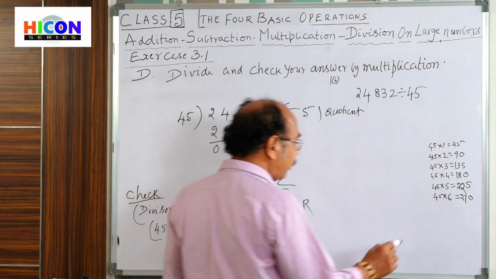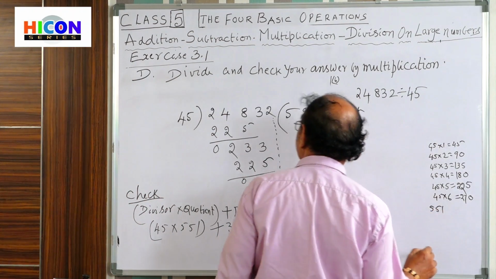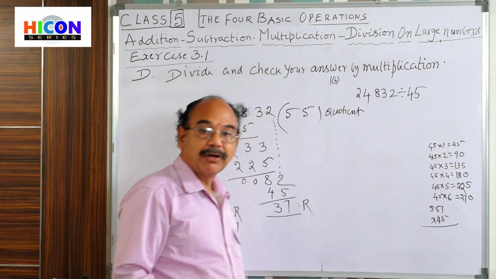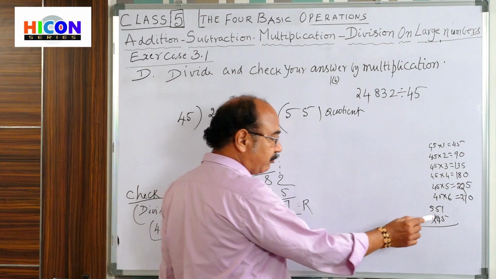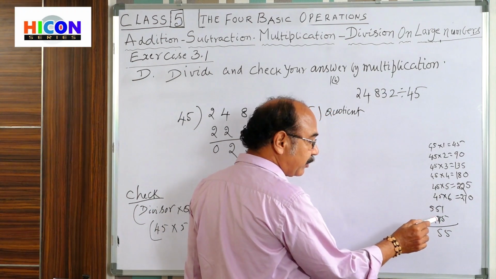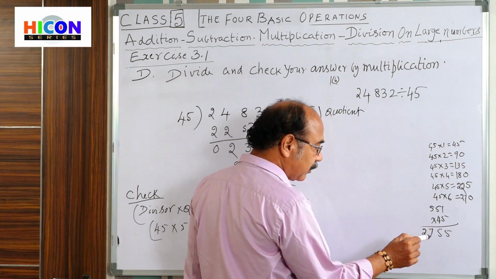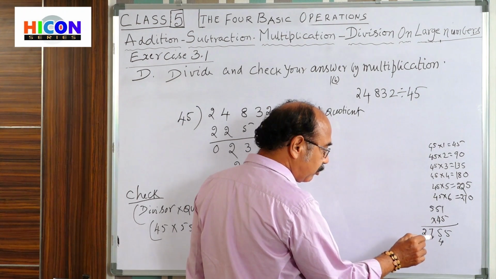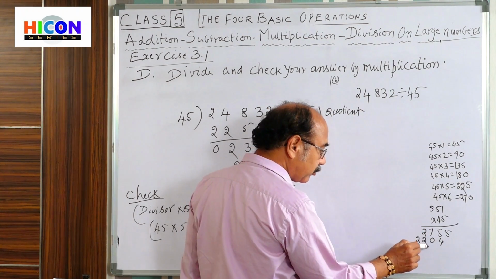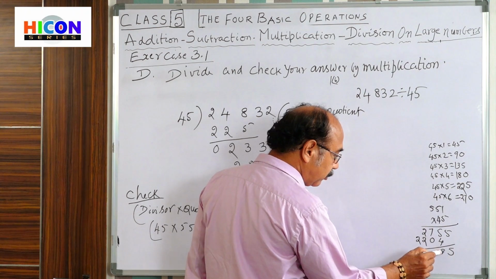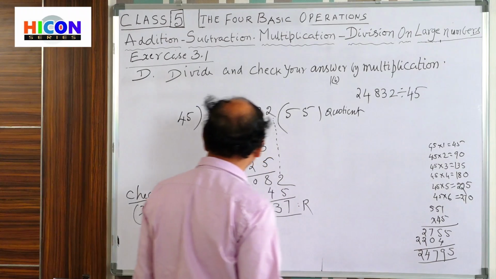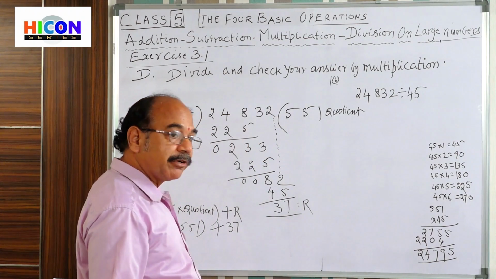So multiply 551 with 5. 5 ones are 5. 5 fives are 25, write 5, carry 2. 5 fives are 25 plus 2 is 27. 4 ones are 4. 4 fives are 20 plus 2. Adding gives 24,795.